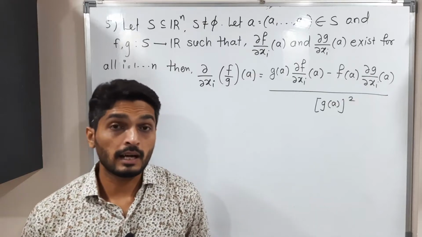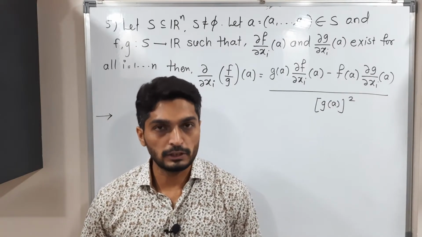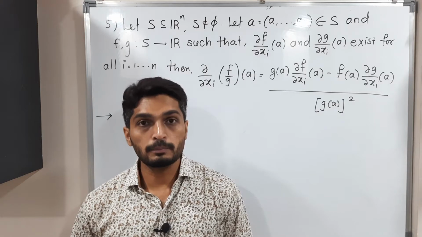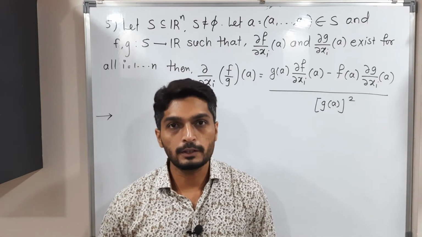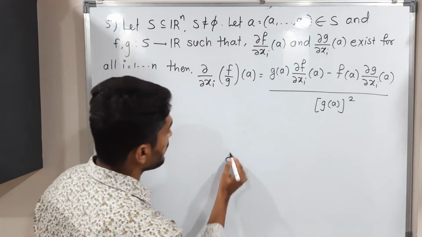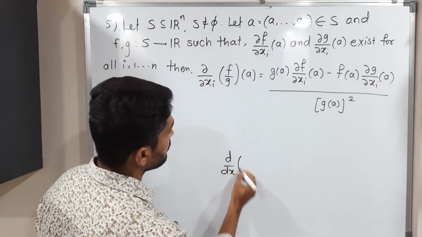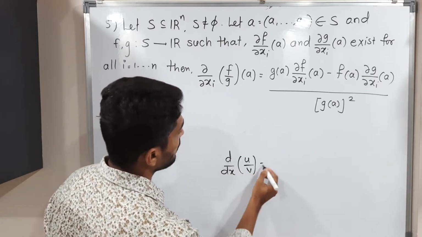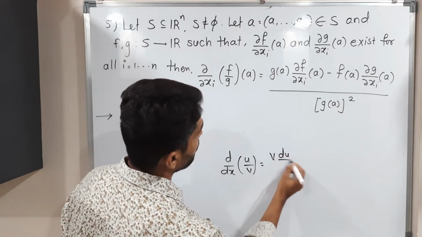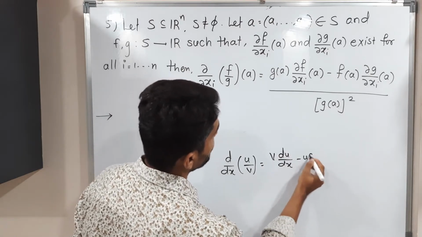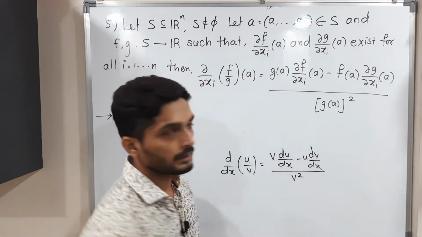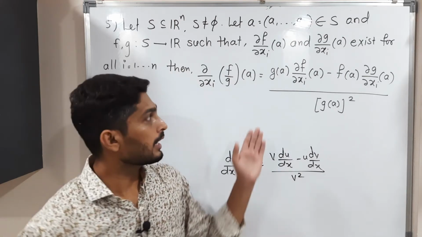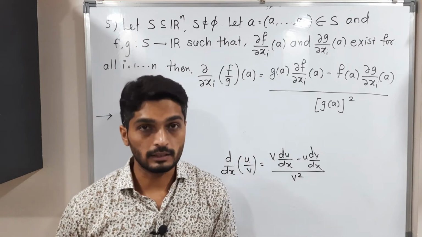Let's discuss the last result of algebra of partial derivatives. Here we have to prove the derivative of f upon g. We are already familiar with the derivative of u upon v, which we studied in 12th standard. What is its formula? It is (v times derivative of u minus u times derivative of v) upon v square, right? Actually, I have written the same formula here.